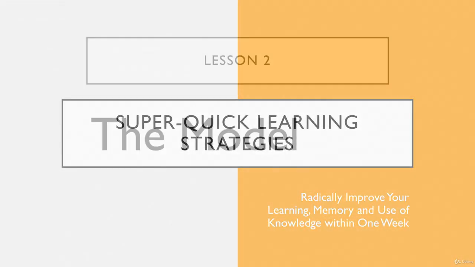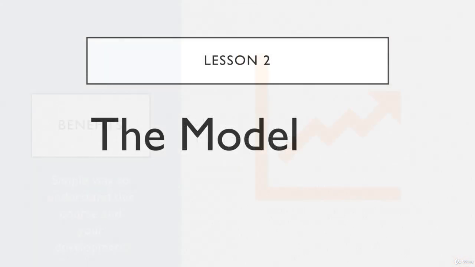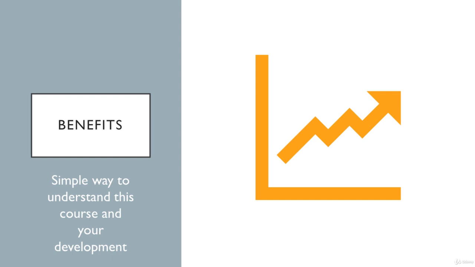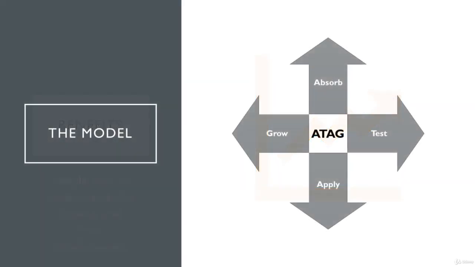Lesson 2, the model. So the benefits of lesson 2: this is a simple way to understand the course. Everything we're going to cover, everything we're going to study is based on one simple integrative model of learning, and that will help your development. So the model is here, very simple. We're going to focus on better absorption, so acquiring knowledge, so learning and memorizing quickly.